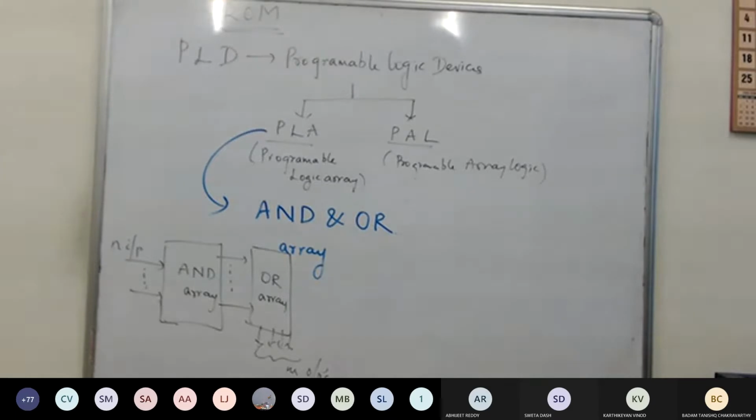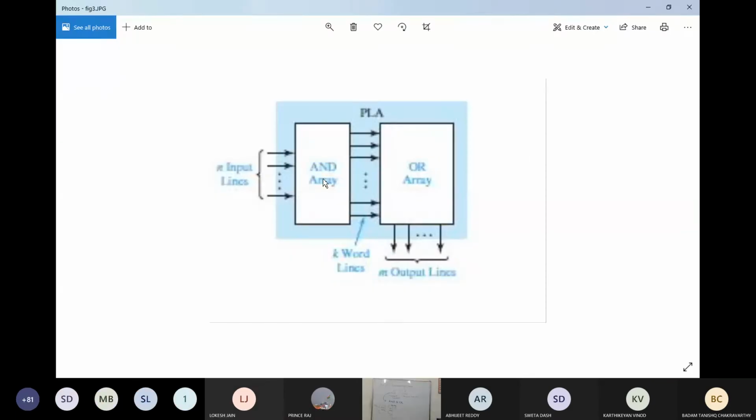Right. Now, this is what I'm trying to explain. You have an AND array, you have word lines, and you have output lines. This is what is called a programmable logic array. Okay, so now how can these programmable logic arrays be prepared?